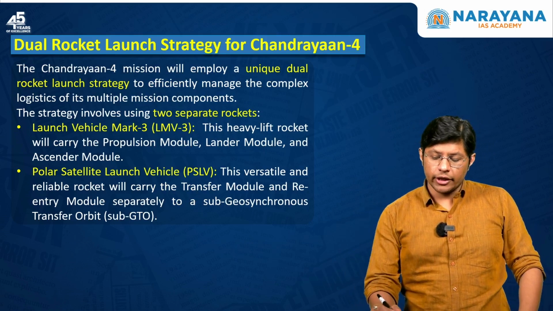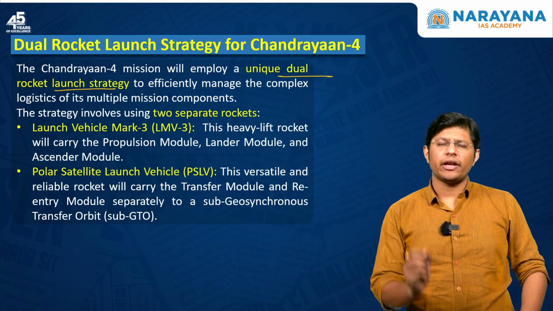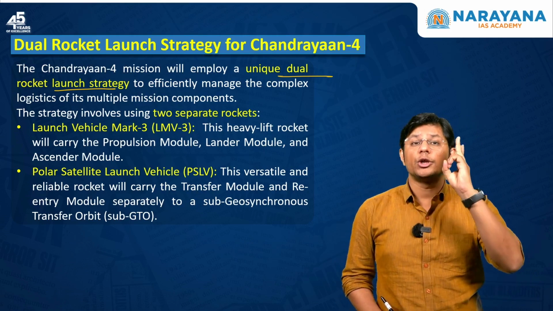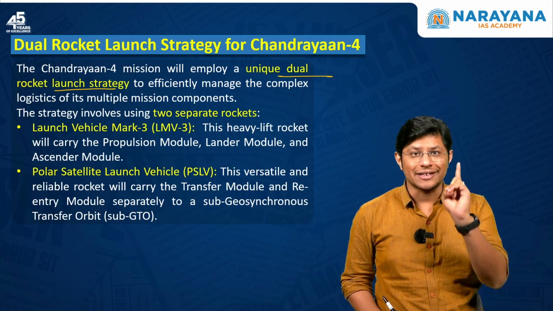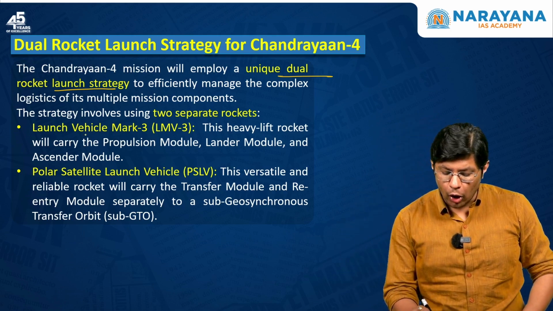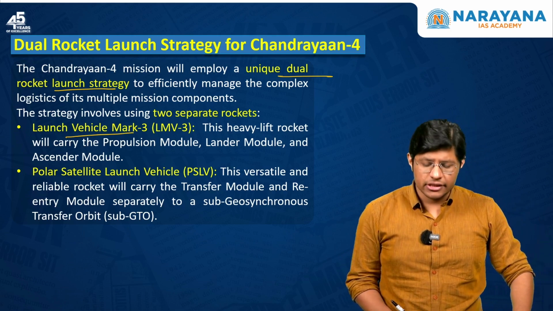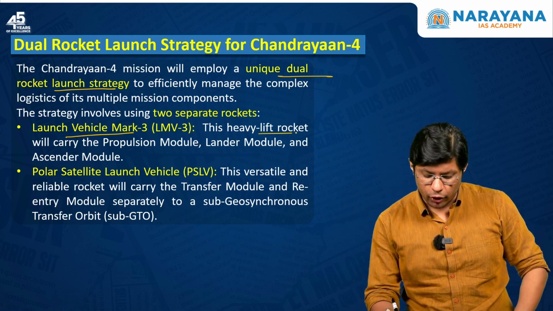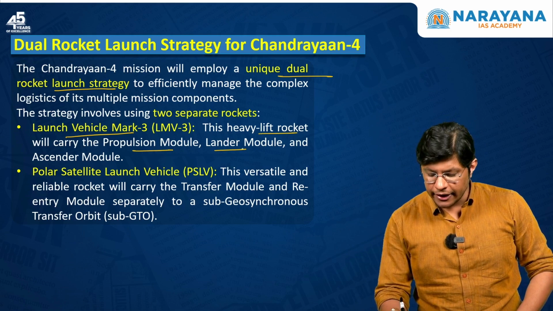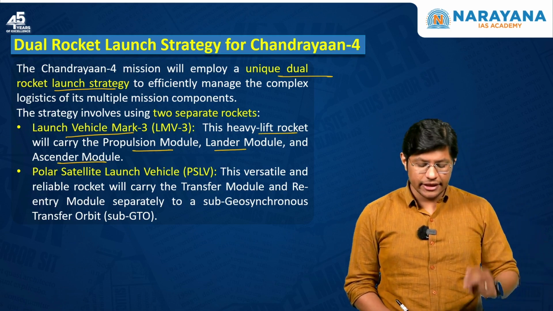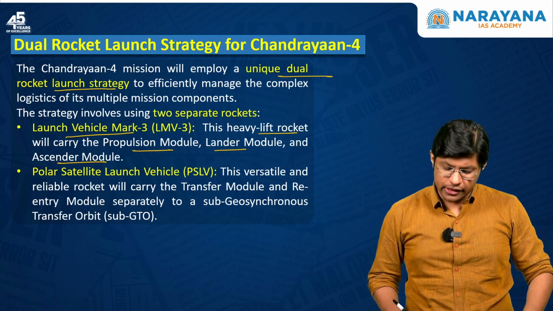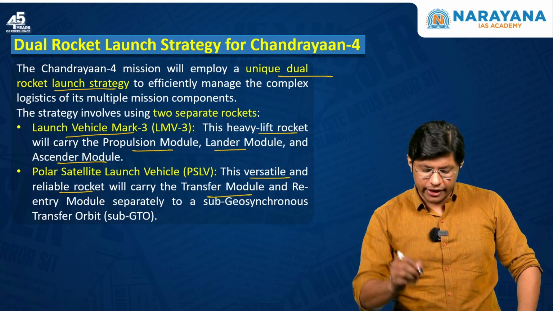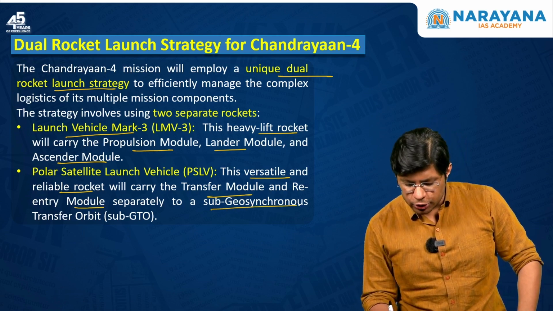Now, this mission will employ a unique dual rocket launch strategy. Very, very important word. A dual rocket launch strategy, which means this Chandrayaan 4 mission will use 2 rockets. This is the keyword to understand. And which are these 2 rockets? One is the Launch Vehicle Mark III. Now, this is one of India's most powerful rocket launchers, right? This heavy lift rocket will carry the propulsion module, lander and then ascender module, right? Second is the PSLV, that is Polar Satellite Launch Vehicle, which is a versatile and reliable rocket which will transfer the transfer module and re-entry module separately to the sub-geosynchronous transfer orbit.